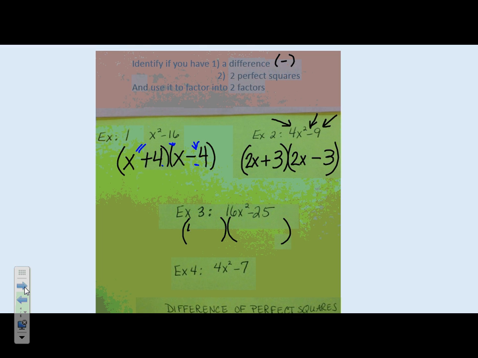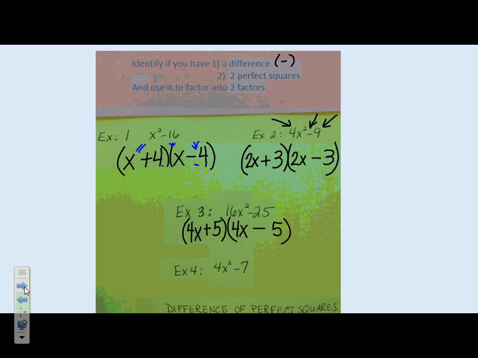16x squared. 4x times 4x. 4 times 4 makes 16, and x times x makes x squared. 25, its square root is 5. One positive, one negative. It doesn't matter where you put the plus and the minus. They're going to be the same. So your final answer is 4x plus 5, 4x minus 5.